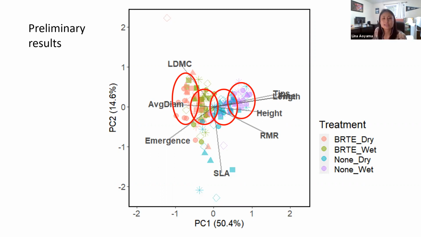So native grass seedlings grown in cheatgrass are represented by purple and blue, and they grouped separately from those grown with cheatgrass, red and green. And likewise, seedlings grown in wet conditions in purple and green were separate from those grown in dry conditions, blue and red.